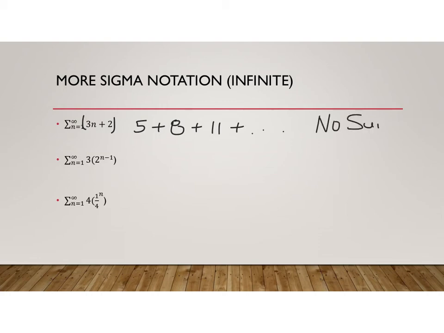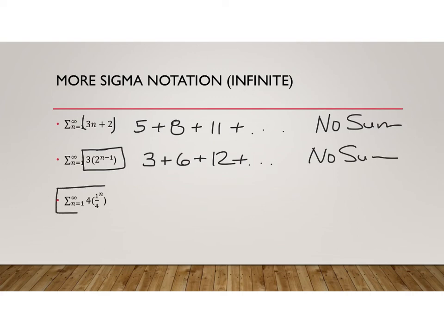No sum would exist. Because remember, the sum of an infinite series only exists if it's geometric and your ratio is less than 1. Recognizing this formula, this would be a geometric series with the first term of 3 and a ratio of 2. So once again, there'd be no sum for this one.